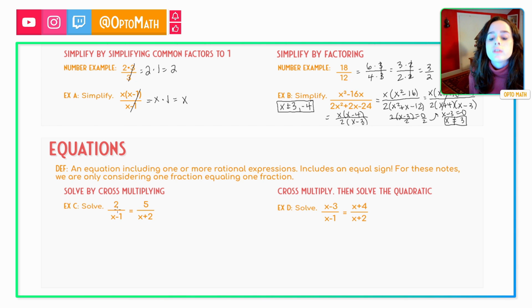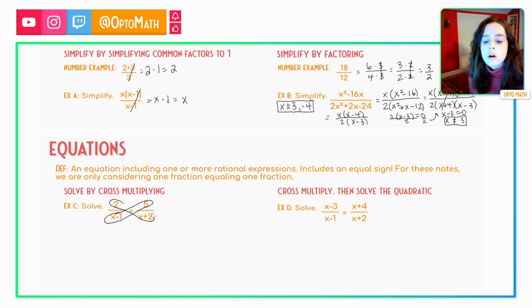We want to solve 2 divided by x minus 1 equals 5 divided by x plus 2. Recall that cross multiplication means you're going to multiply the first denominator times the second numerator, and the first numerator times the second denominator. It's called cross because we're multiplying the numbers or expressions that are across from each other.